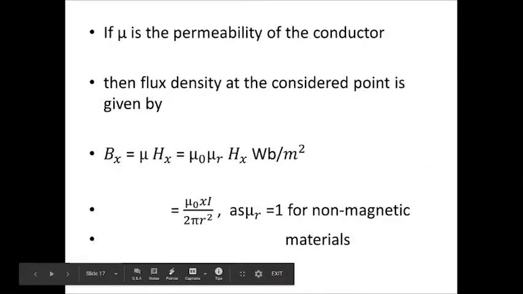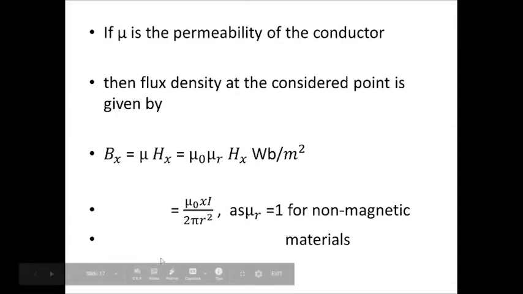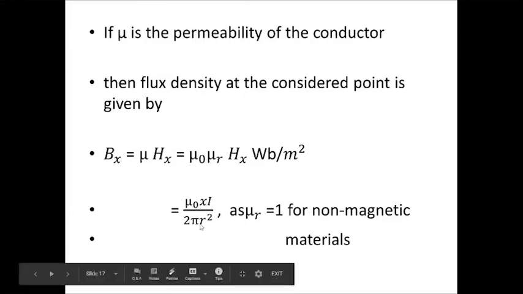If mu is the permeability of a conductor, then the flux density at the considered point is given by Bx equal to mu into Hx, where mu is equal to mu 0 mu r, absolute as well as relative permeability, into Hx. That means Weber per meter square flux density. That is equal to mu 0 Ix divided by 2 pi r square by substituting for Hx. As mu r is equal to 1, there will be only mu 0.